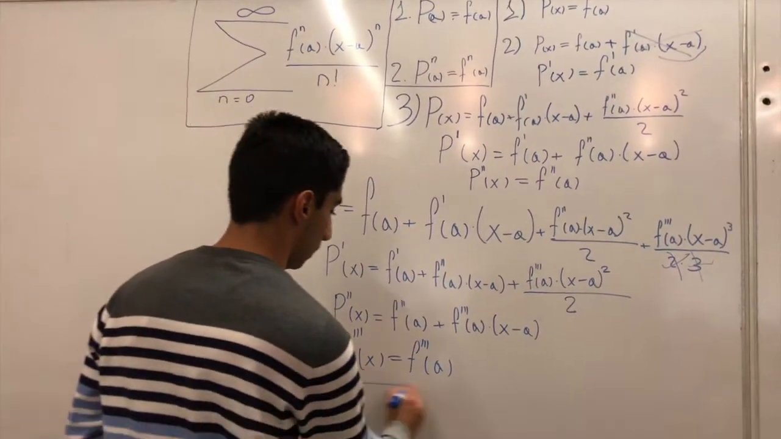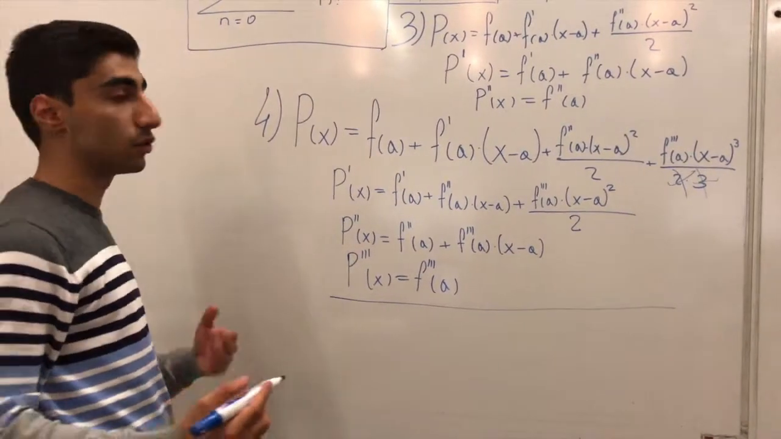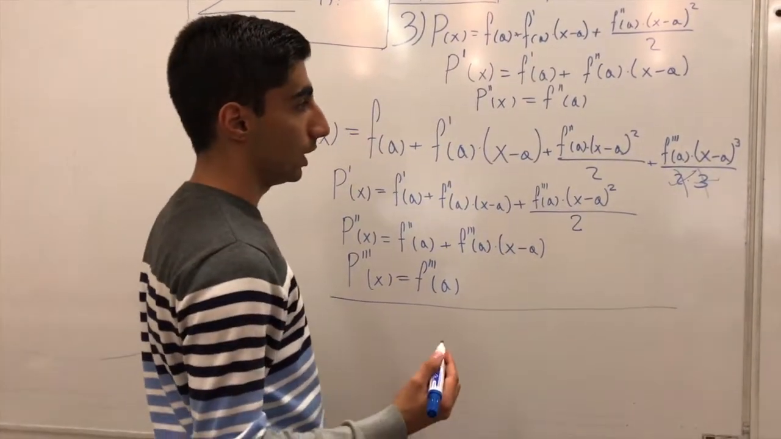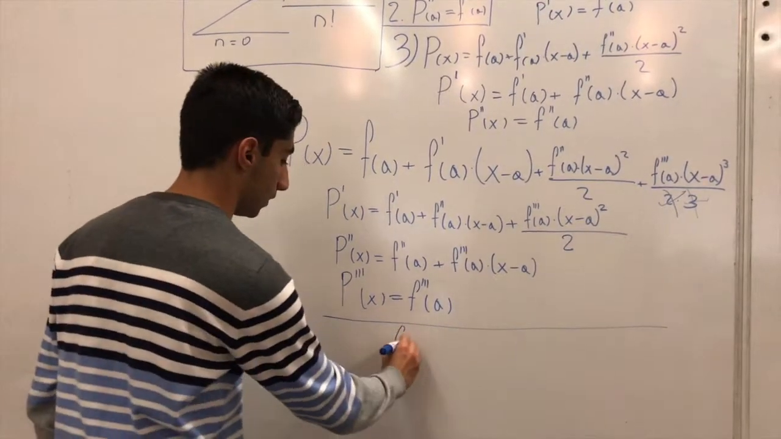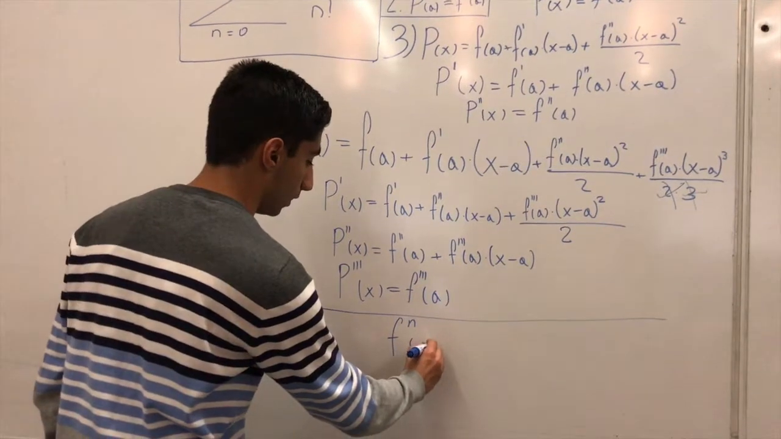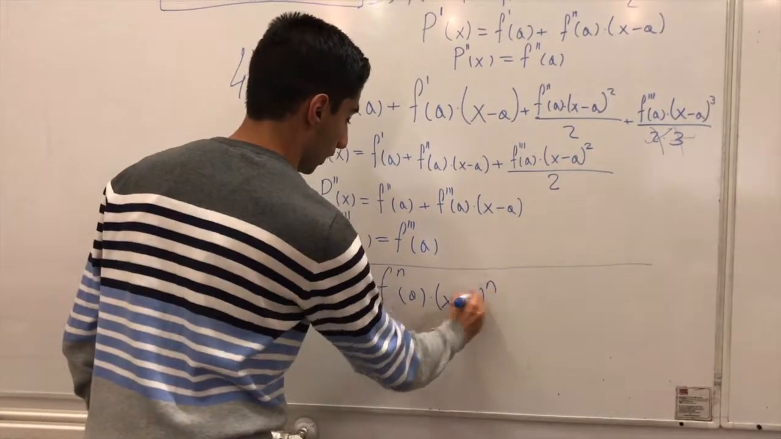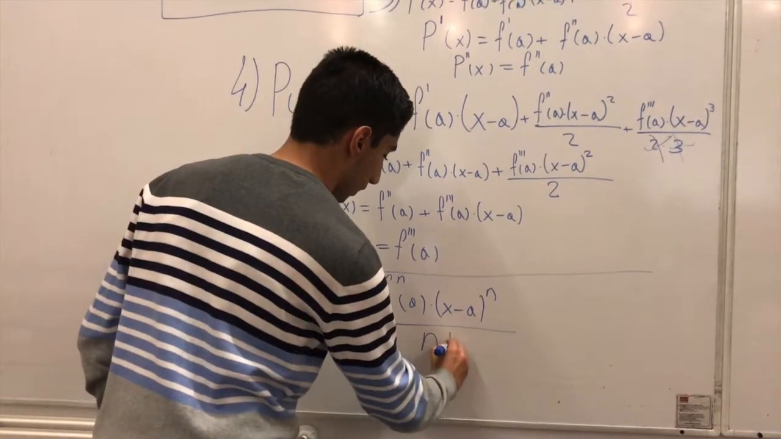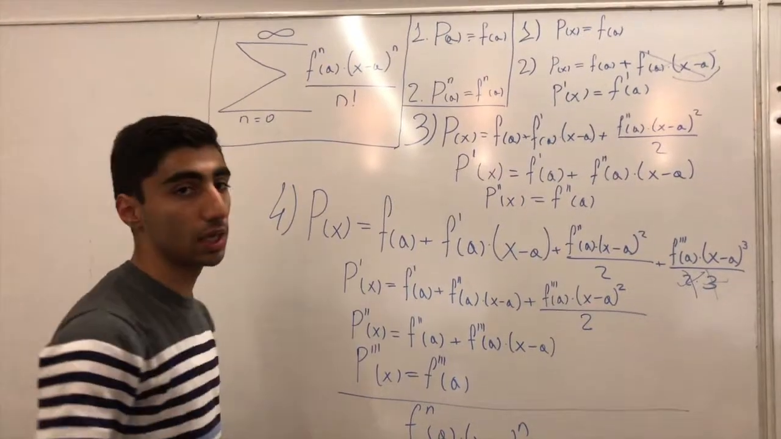So if we continue this way, we can see a sequence and try to find the formula of the general element of this polynomial, which in this case is the nth derivative of the function at point a times x minus a to the power of n divided by n factorial. And that's how we arrive at the formula of the Taylor series.